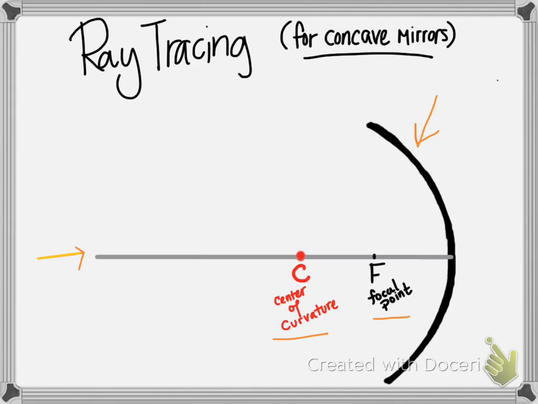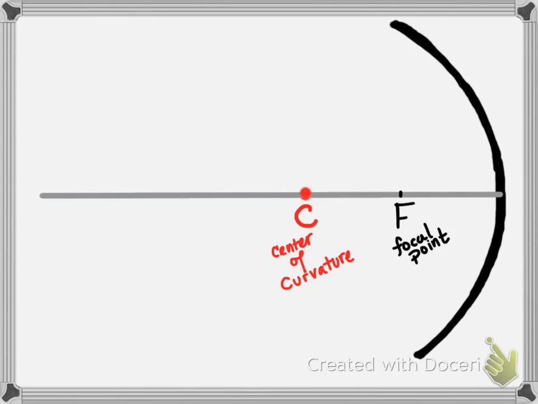Okay? So I'll give you a moment to do that. You may want a straight edge of some sort, some paper, and a compass. Okay. Are you ready? We're going to place our first object in front of our concave mirror.